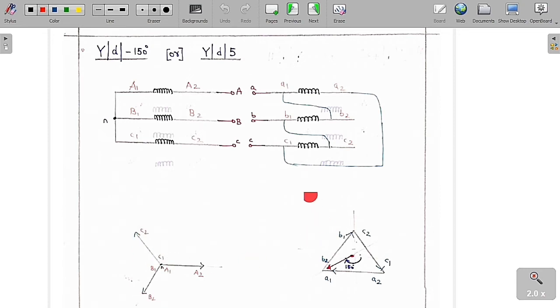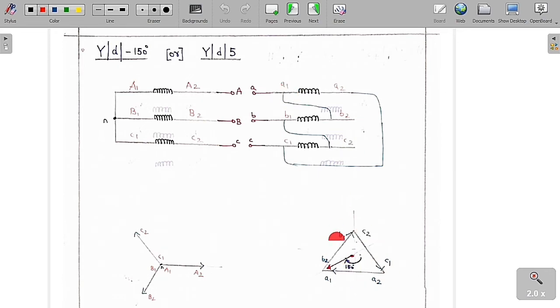Now I am going to draw the phasor diagram of this LV winding. So see clearly, this is A1, A2, B1, B2 and C1, C2. So A1, A2 keep it like this. B1, B2 just move it upward and C1, C2 just shift it like this. We are going to get a triangle.